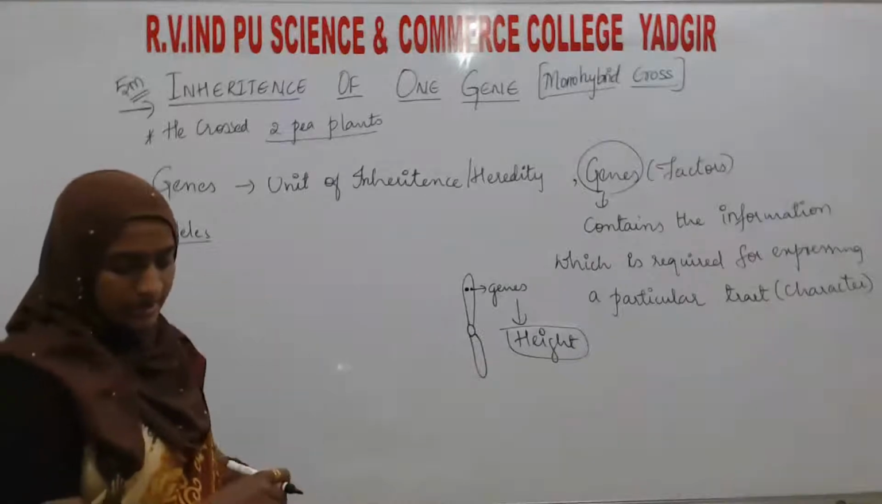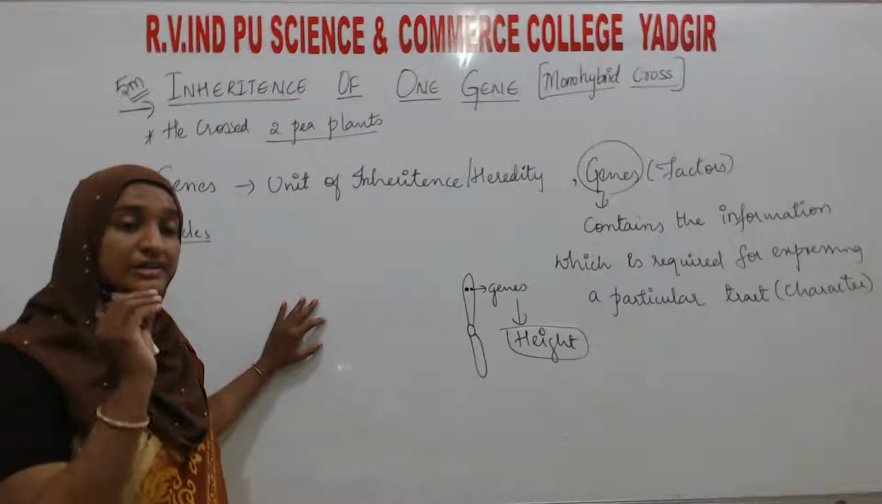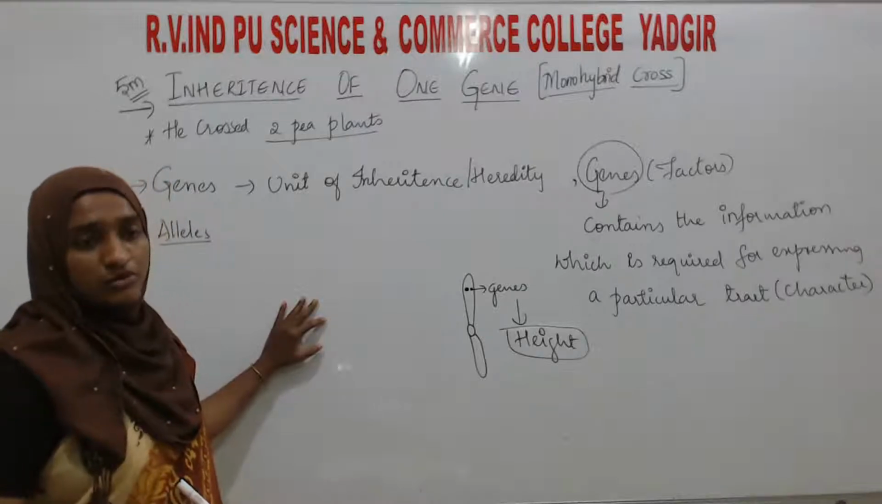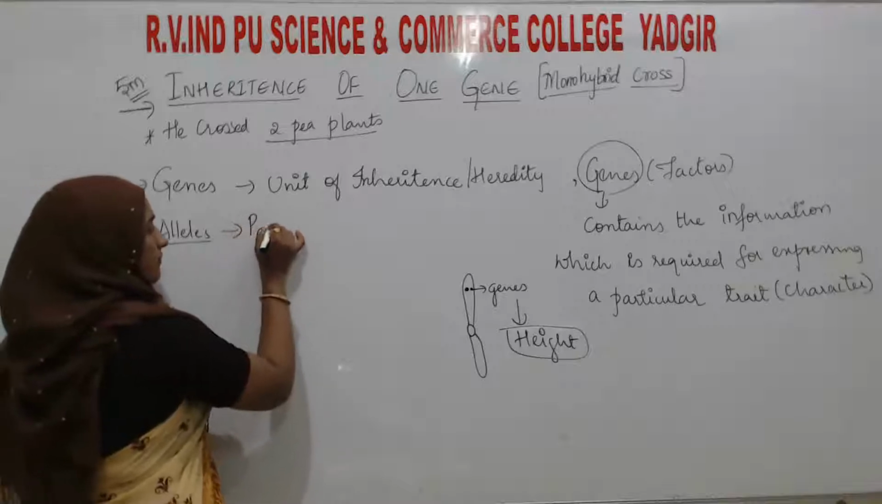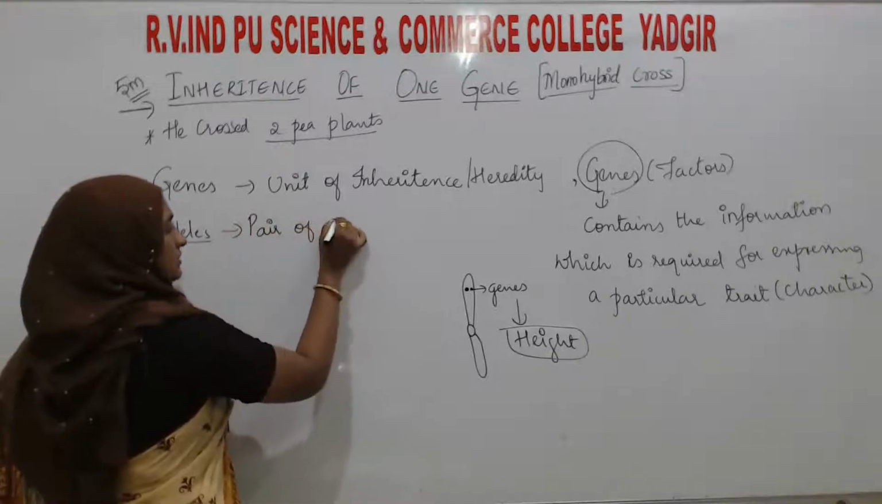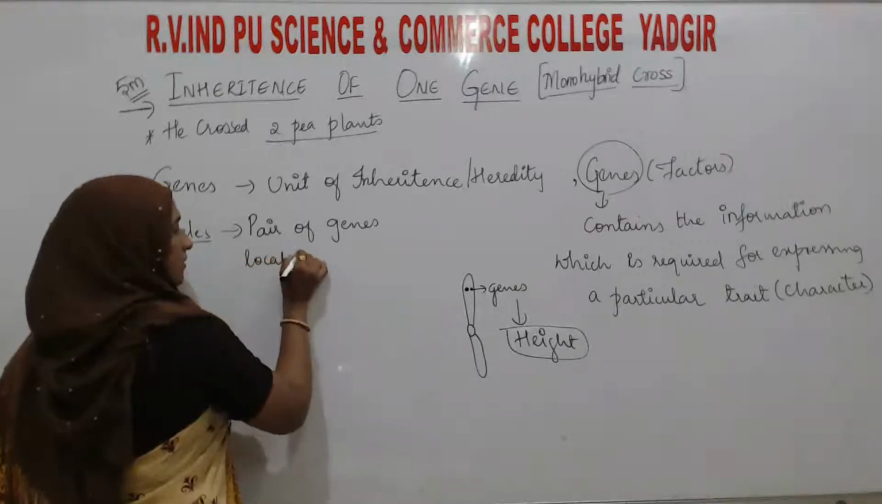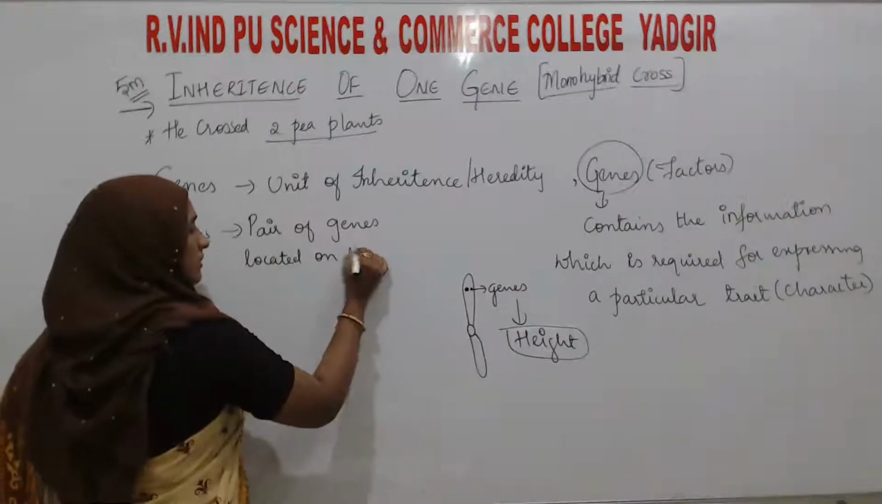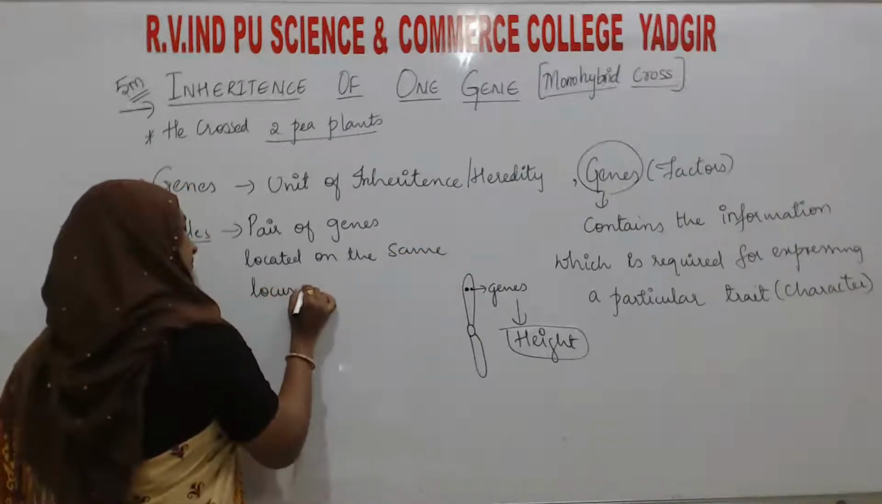What do you mean by allele here? Alleles are the pair of genes present on the same locus of the chromosome. These are the pair of genes located on the same locus of the chromosome.